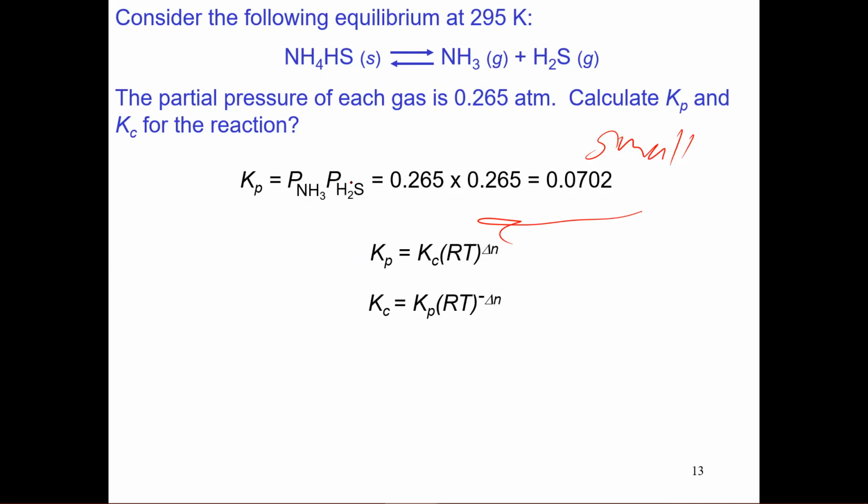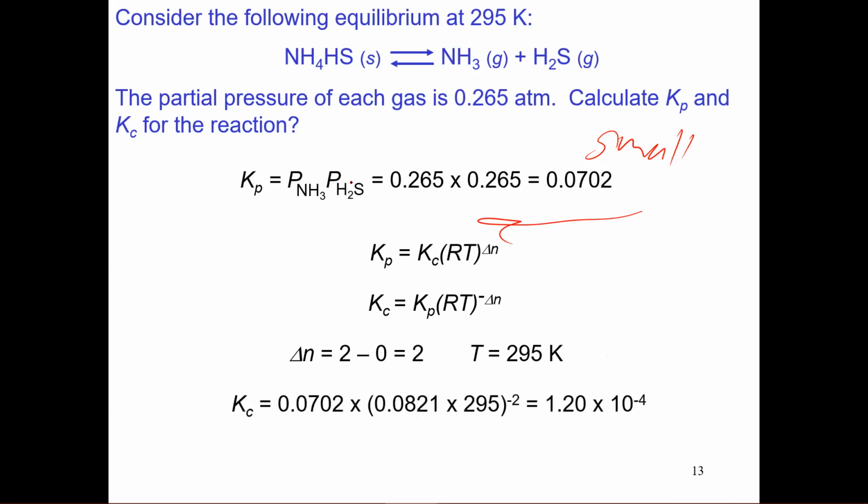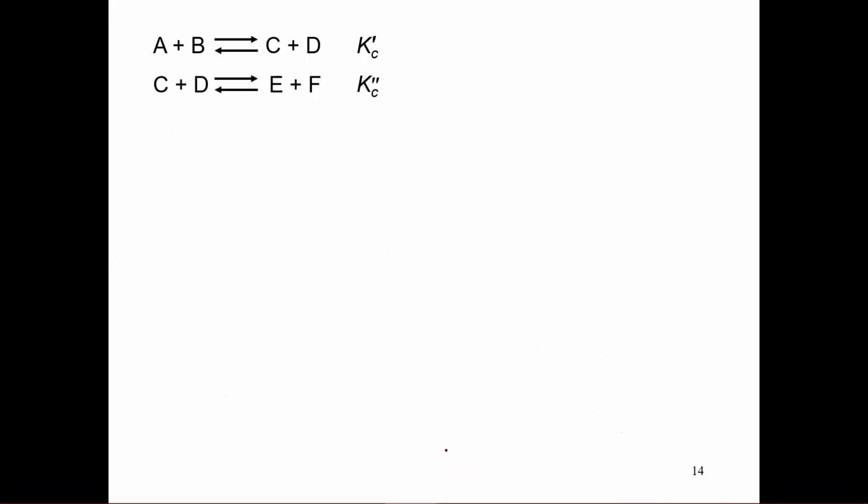The Kp, Kc, you can rearrange that, the difference in the delta n for both. You have a change in the number of moles at 295. So basically you plug the values in there and you get 1.2 times 10 to the minus 4. And again, we already saw that this is also very small. And so yes, it goes to the left. The equilibrium will go to the left.